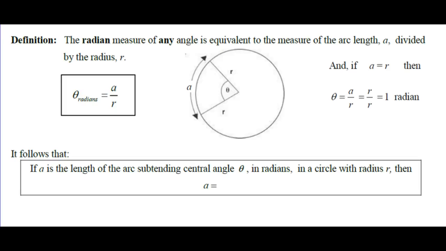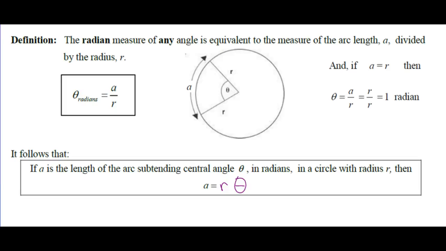Definition. The radian measure of any angle is equivalent to the measure of the arc length divided by the radius. Important thing: theta, the angle, must be in radians. That means arc length is r theta. You can rearrange this. Well, that's here. Okay, now that you've spoiled it, let's write it in. So A equals r theta.